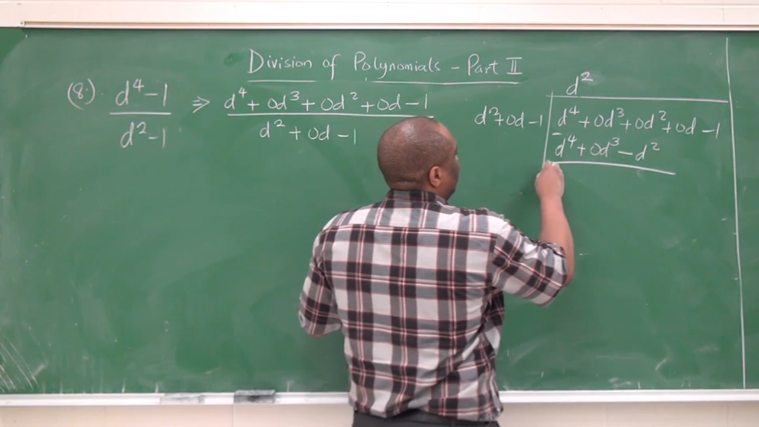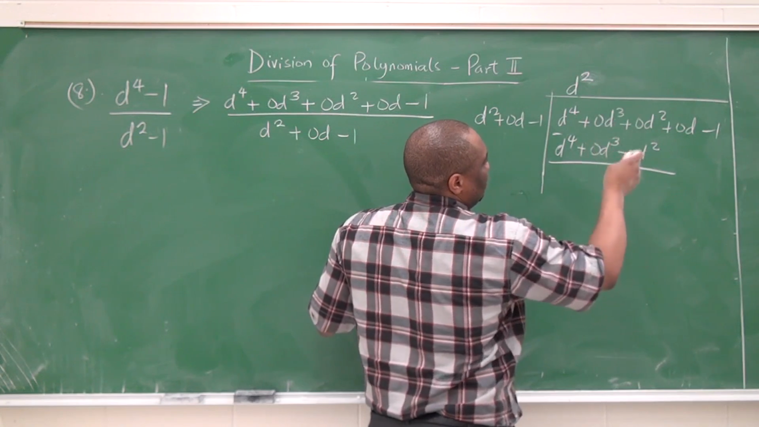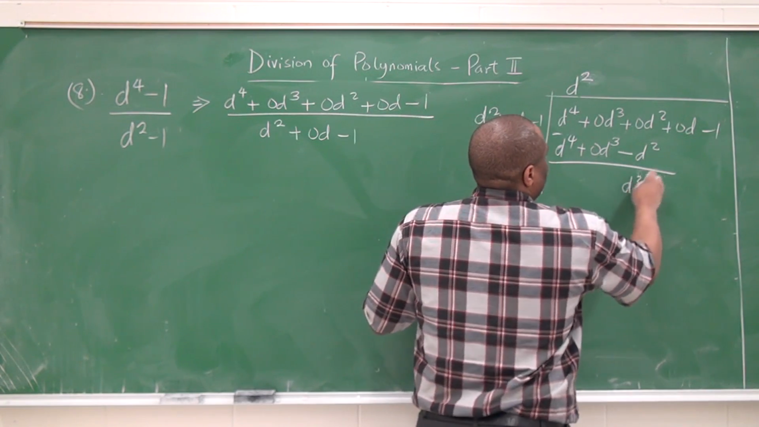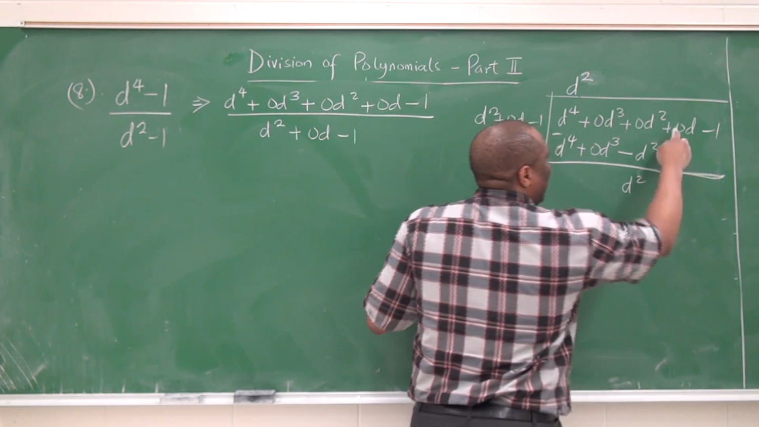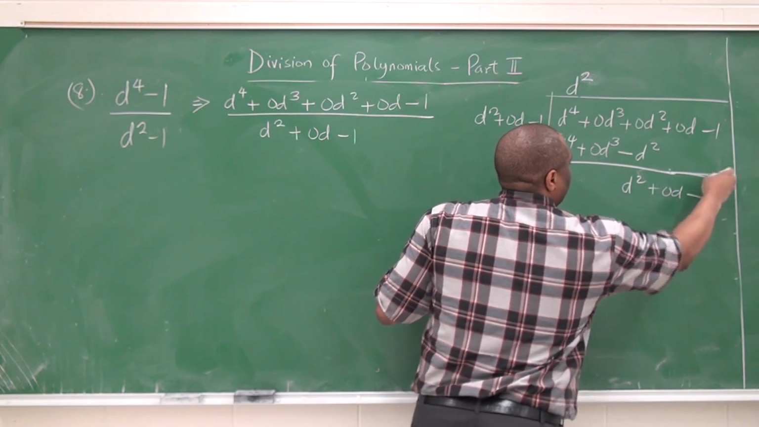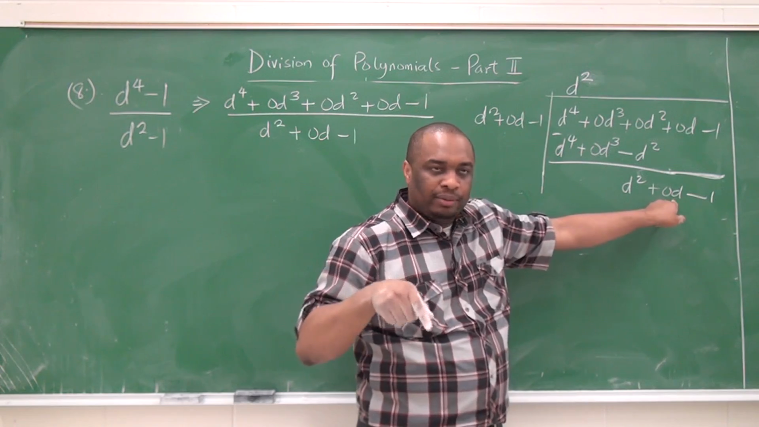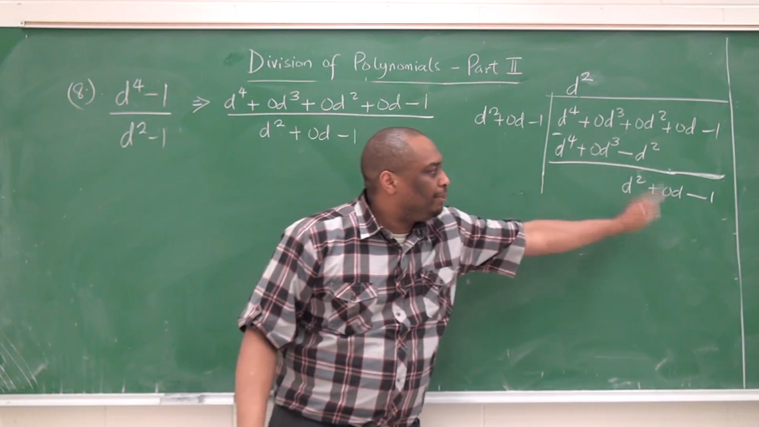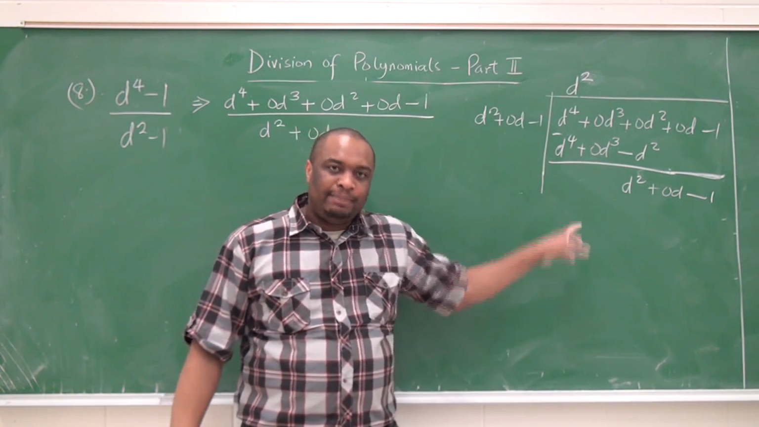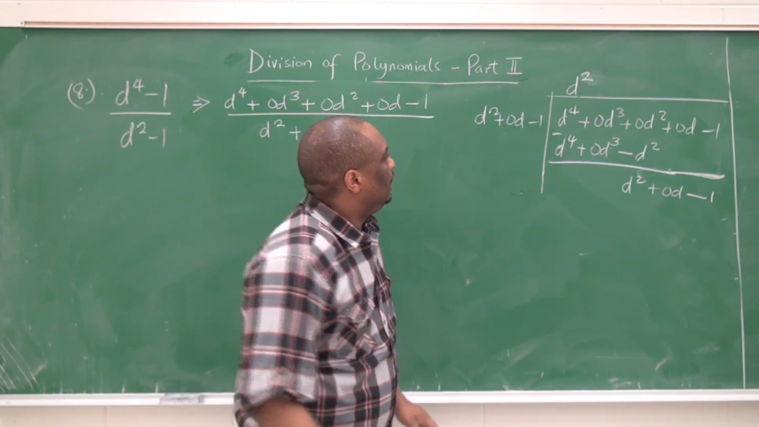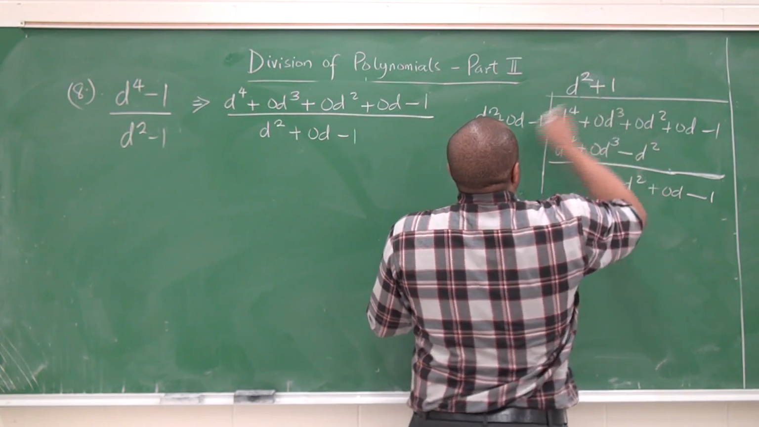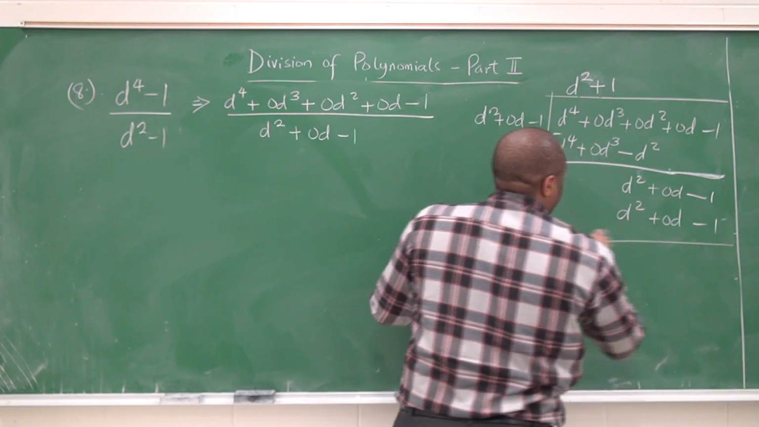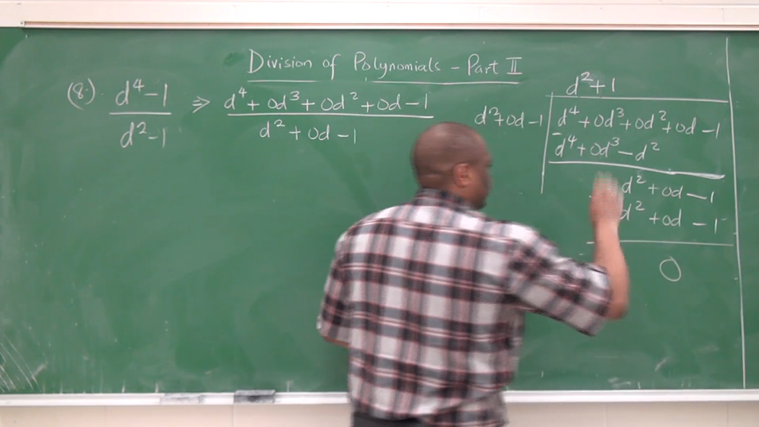So D4 minus D4 is gone. 0 minus 0 is gone. 0 minus minus is plus D squared. Then after this, you also bring down plus 0D, then minus 1. You don't just bring down plus 0D. Bring down so that it has the same number of terms as the divisor. That's how you do it. So this D squared divided by this D squared is plus 1. 1 times D squared, 1 times 0D, 1 times negative 1. Subtract, gives you 0.